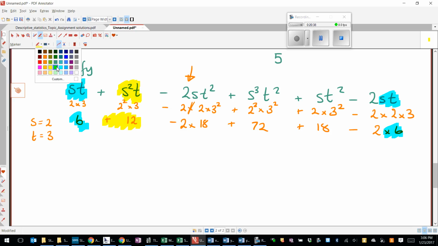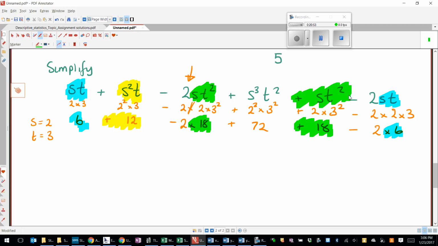I've got 2 st squareds, so I've got 2 times 18. Have I got any other 18s? Oh yeah, there's one here, and that's because I have another st squared. I thought you could put together the s squared t and the s cubed t squared because they're kind of like 6. Well, you can see now that they're not. An s cubed t squared is a 72.